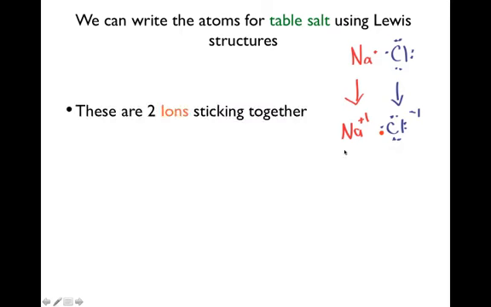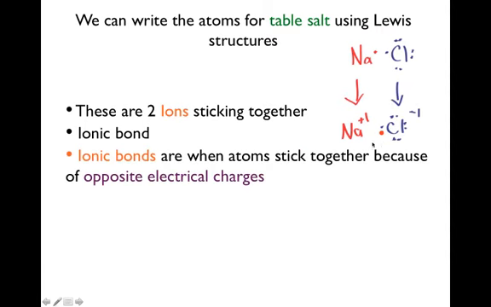So what I want you to realize is that these are two ions that are attached to each other. This is a cation, and the atom on the right is an anion. And the actual attachment that is taking place is formally called an ionic bond. The reason it's called an ionic bond is because there are two ions, and a bond is just a way of saying that there's an attachment between two things. So the attachment between two ions is called an ionic bond. And ionic bonds, formally speaking, occur when atoms stick to each other because they have opposite electrical charges.